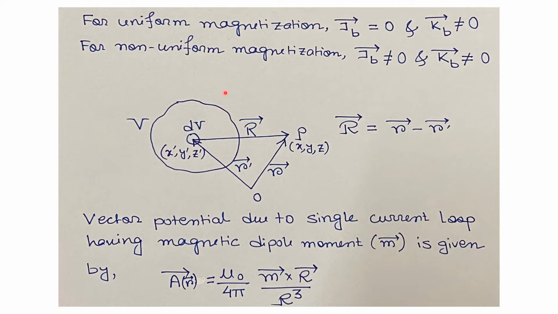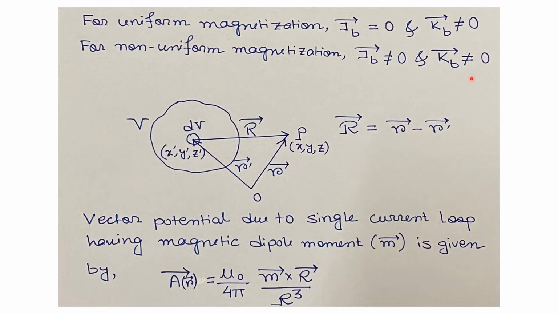Now for uniform magnetization, the volume bound current density Jb is 0, but the surface bound current density Kb is non-zero. This is because for uniform magnetization, all the tiny current loops formed inside the bulk of the system will cancel each other. Hence, you will have a 0 volume bound current density Jb. But at the surface, the cancellation will not happen. So, effectively, you will have a non-zero surface bound current density Kb. In the case of non-uniform magnetization, both the current densities Jb and Kb are non-zero.